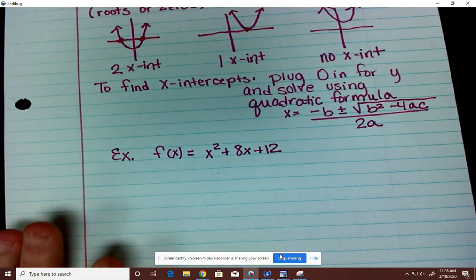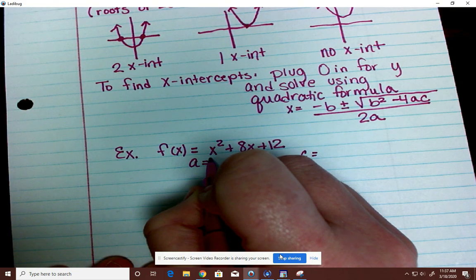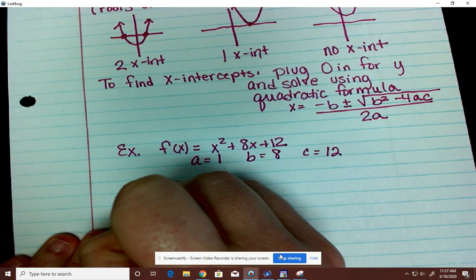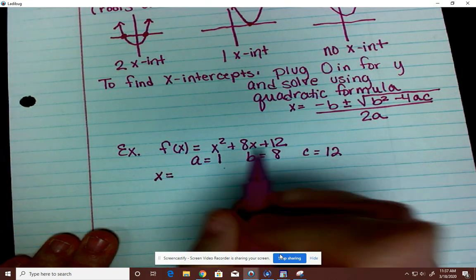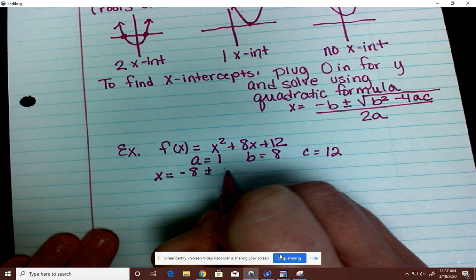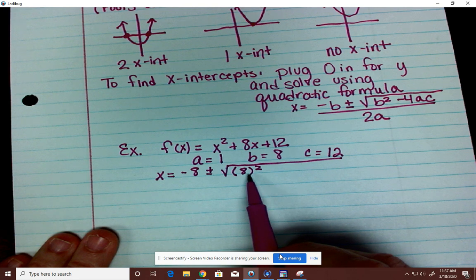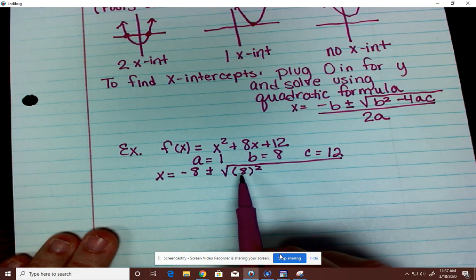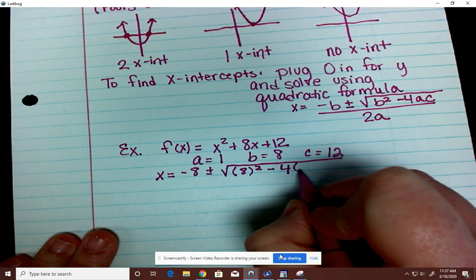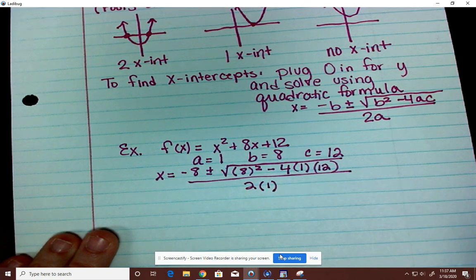All right, so this is our function. First thing we always do is identify a, b, and c. So a here is 1, b is 8, and c is 12. Then we substitute in, so negative b, so that would be negative 8, plus or minus the square root of b squared. Now, some of you will see comments that I made that you got the wrong answer because you didn't put your b in parentheses, and that does affect the answer. So minus 4 times a times c, all over 2 times a.